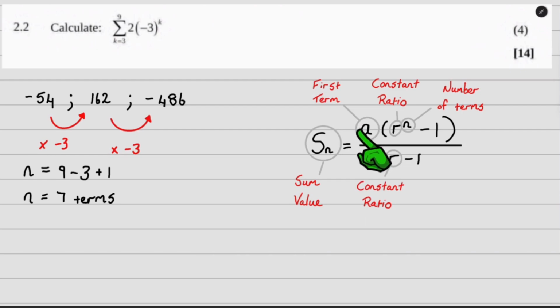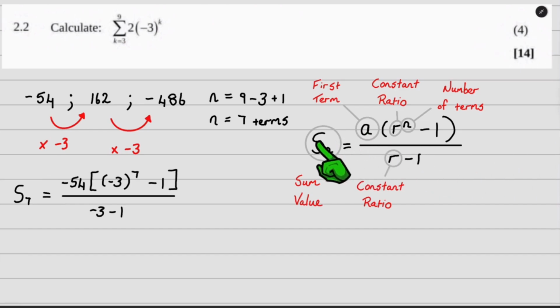We've got the first term over there. The constant ratio appears twice. Then we've got the number of terms as an exponent on r, and we've got a couple of minus ones there. So I'm going to chuck all this inside of here to work out the sum, because sigma is asking you please get the sum of this pattern. So let's chuck everything in quickly.